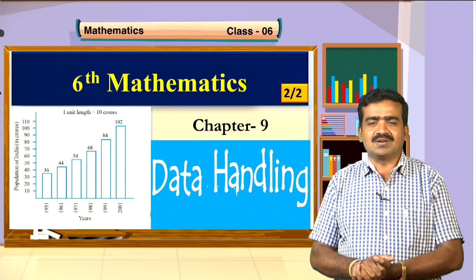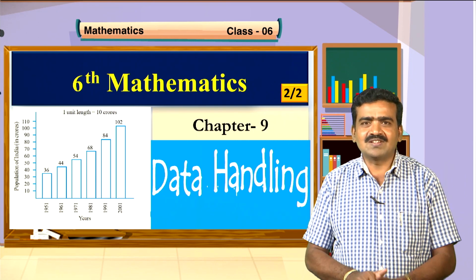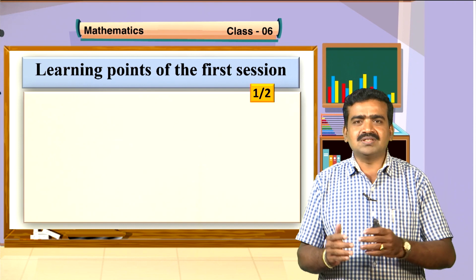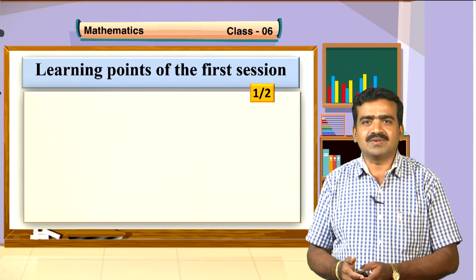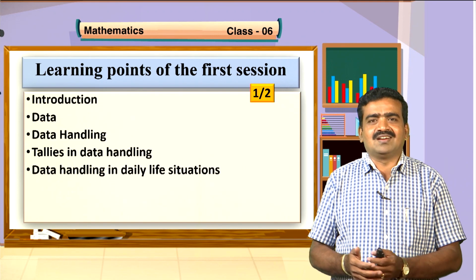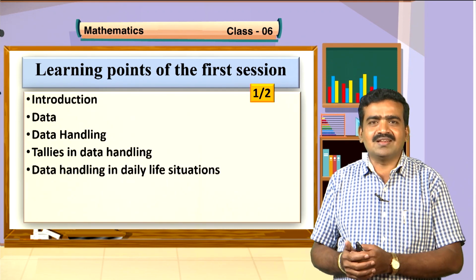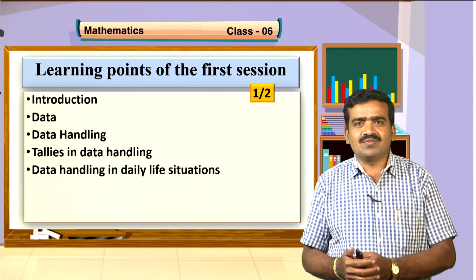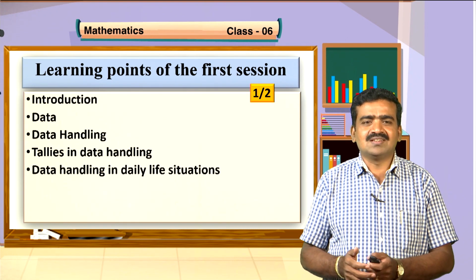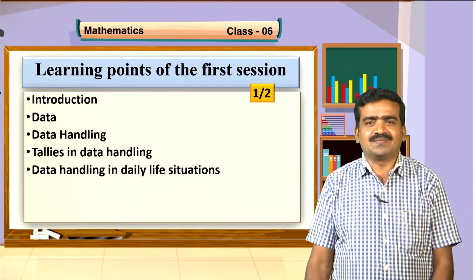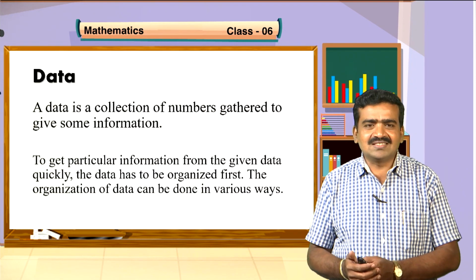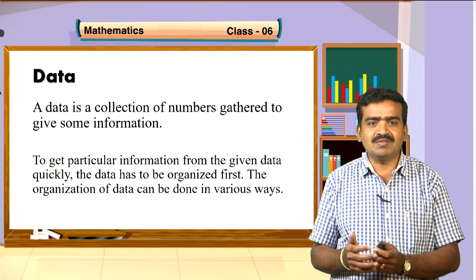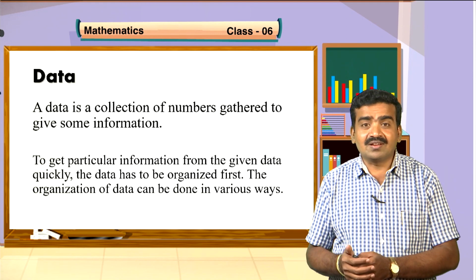Before going to learn about today's concept, let us recall what we have learnt in the first session. In the first session, we understood how data as well as data handling plays a very important role in our daily life, and we also learnt about tally marking, which is required for data handling, and we solved a few problems based on daily life situations by taking the help of tally marks. As you all know, data is a collection of numbers gathered to give some information, and to get particular information from the given data quickly, the data has to be organized first.